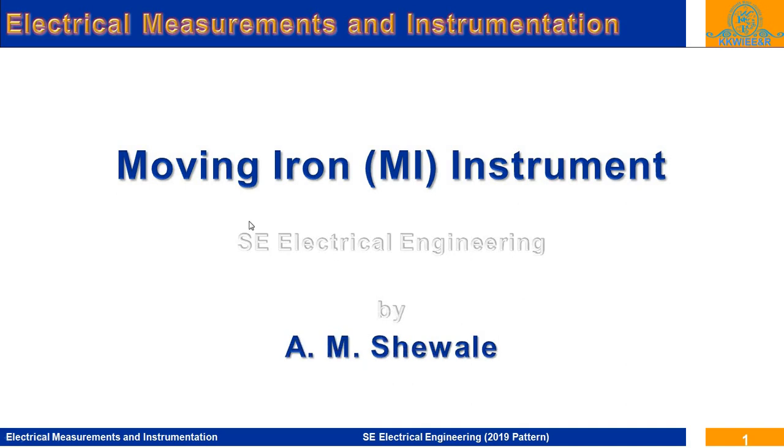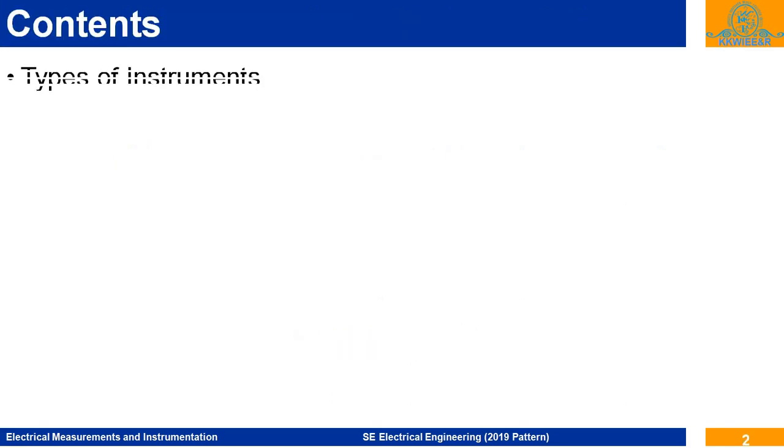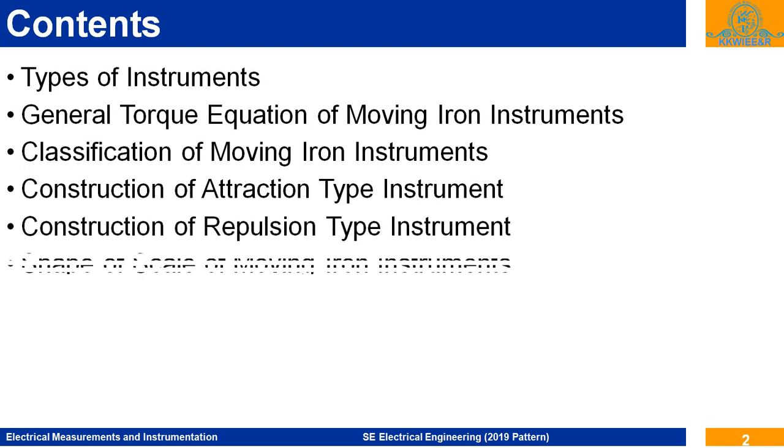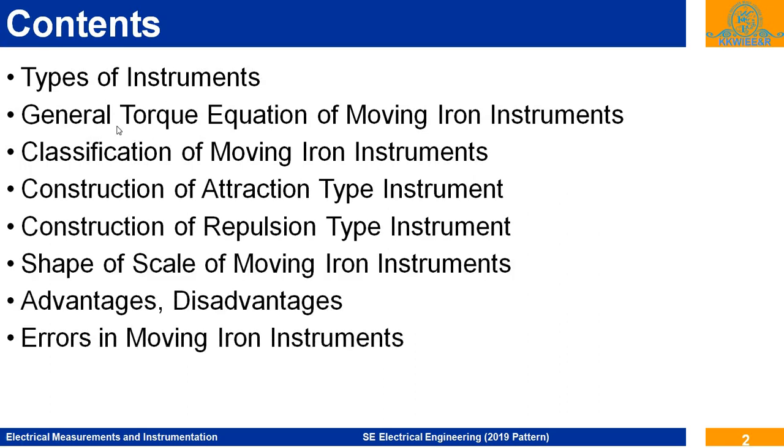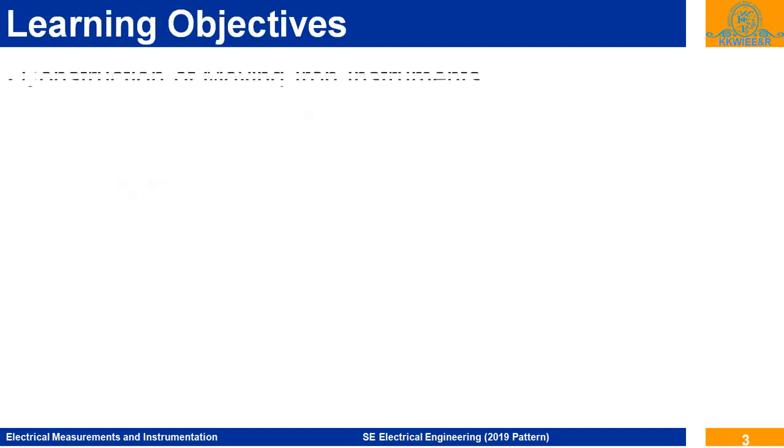Hello friends, in this lecture we will see the moving iron instrument or MI instrument. The contents are types of instruments, general torque equation, classification of moving iron instrument, construction of attraction type instrument, construction of repulsion type instrument, shape of scale of moving iron instrument, advantages, disadvantages, errors in the moving iron instrument. So these are the contents of this lecture.